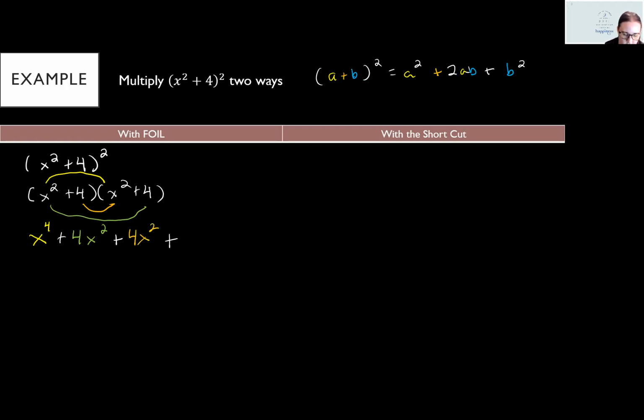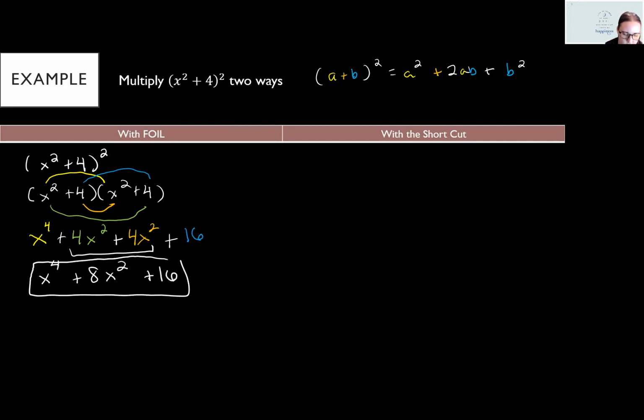And then the last, 4 times 4, which is 16. So it's not too bad doing it by FOIL. It's not like it's a lot of extra steps. So we get x to the 4th. The insides get added together, so it's 8x squared. When you're adding, you don't add the exponents, and when you're multiplying, you add the exponents. And then plus 16.